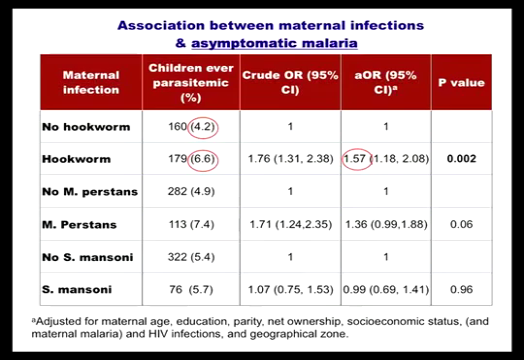Infection with Mansonella perstans shows a similar pattern, higher proportions in children born to mothers with Mansonella compared to children born to mothers without Mansonella. However, the association was only of borderline significance. And then for Schistosoma mansoni, once again, as with clinical malaria, no significant effect.